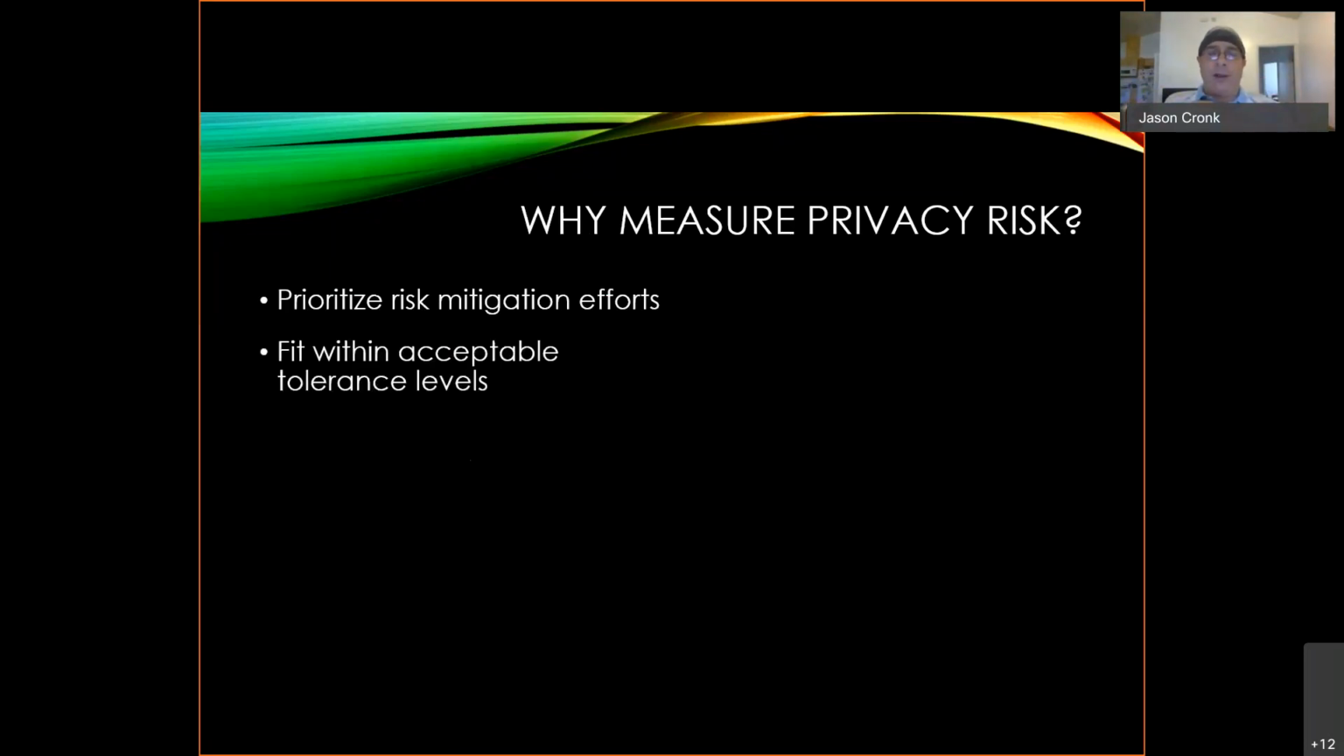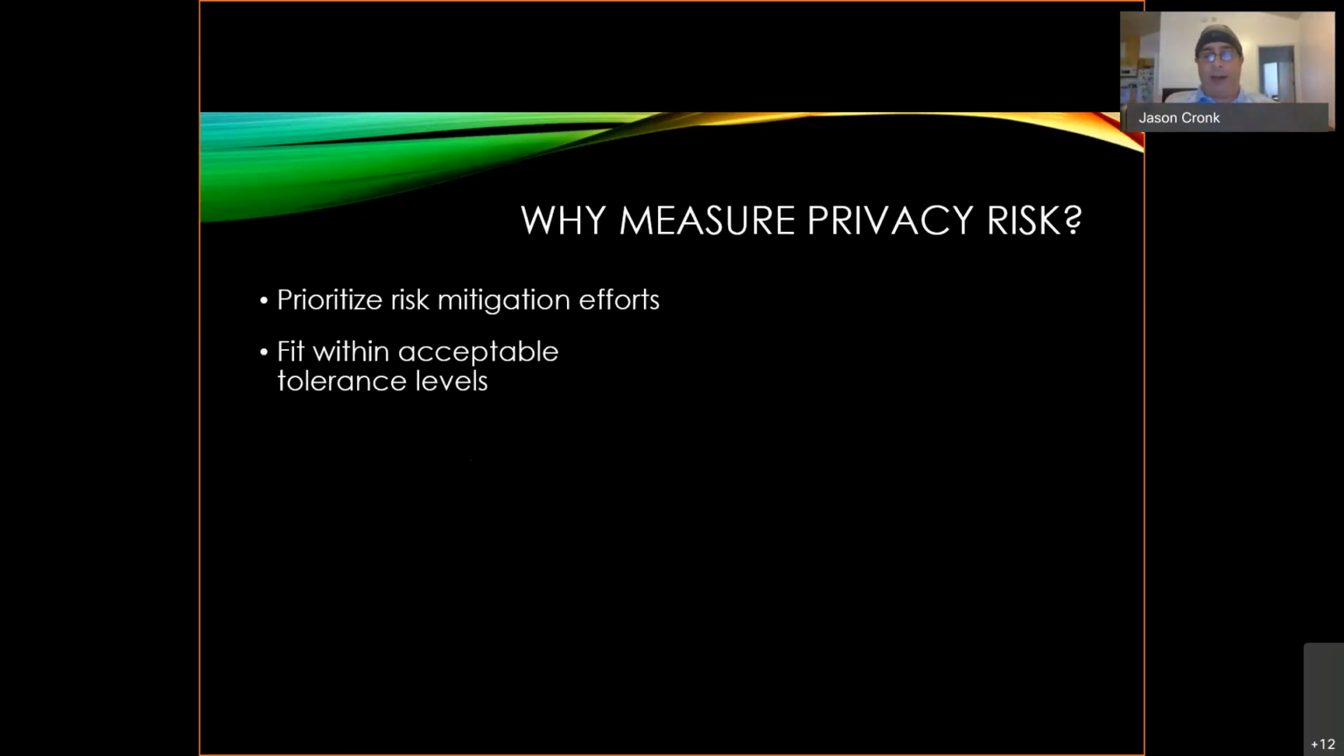The second is to fit within acceptable tolerance levels. So an organization should develop its own tolerance for how much risk it can or will accept. And so you want to be able to measure it somehow and say, okay, this risk is outside or within acceptable limits. Making the analogy to the auto industry, cars kill people, right? And you can't make a car perfectly safe. So, as much as we would like to say that, and we want to continue to improve safety, we have to have an acceptable level of accidents, injury, and even death. And this is an unfortunate thing.